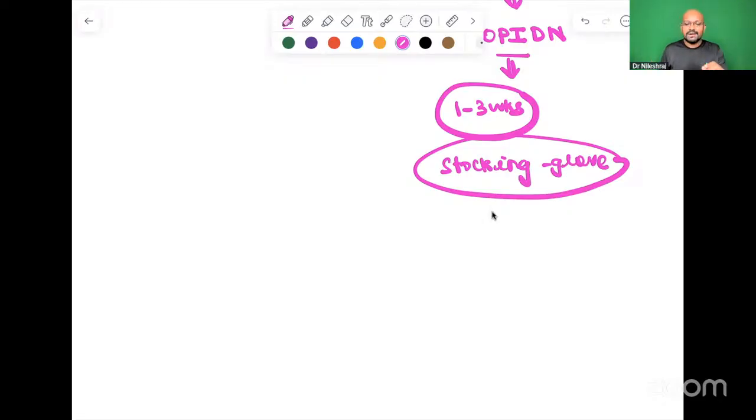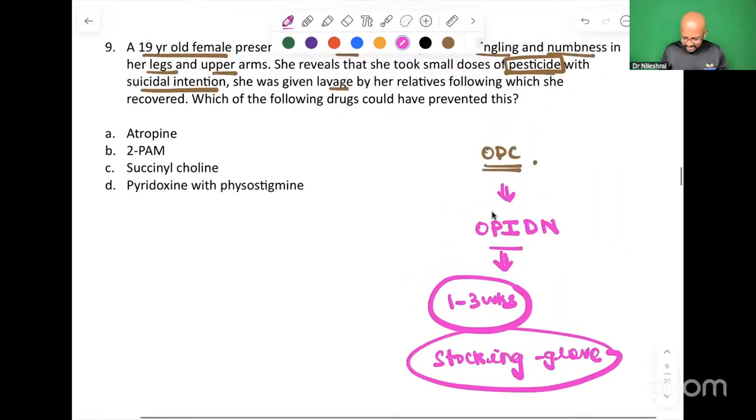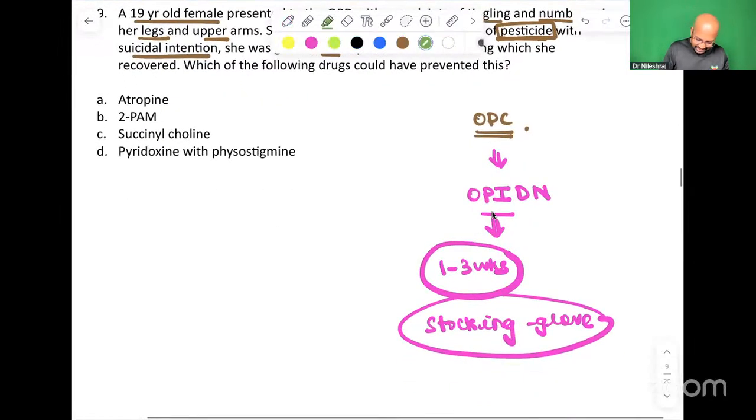And the only drug which would have prevented this OPIDN... there is no proper treatment for OPIDN, guys. If a patient develops it, the usual multivitamin or vitamin B12 injections would be useful, but there is no documented treatment for it. Primary modality is going to be prevention. Here we have to prevent this OPIDN, and that's the reason why we give 2-PAM, or nothing but pralidoxime, in those cases.